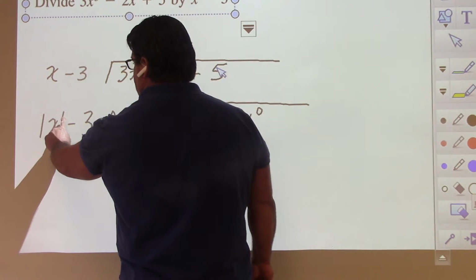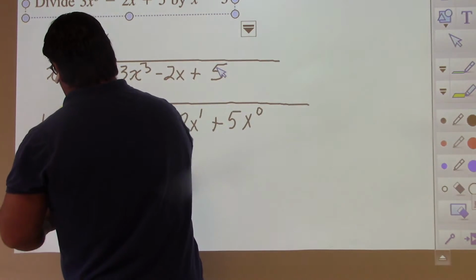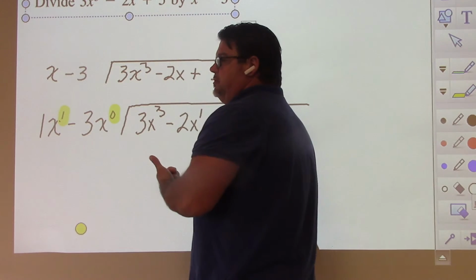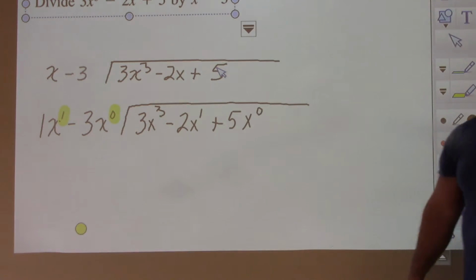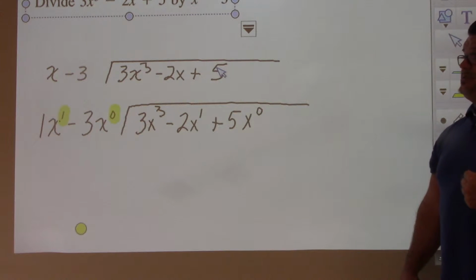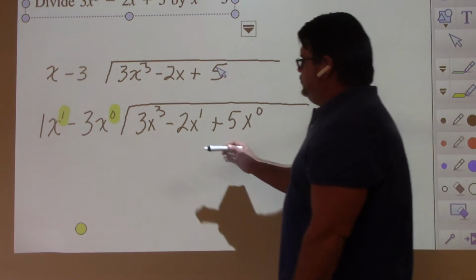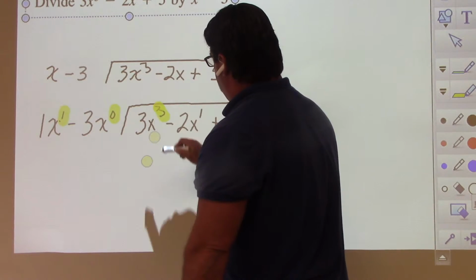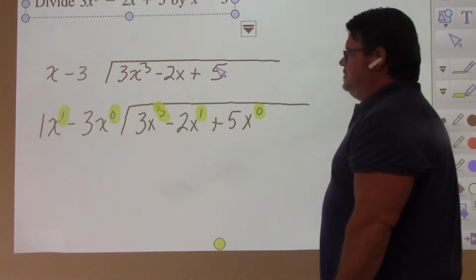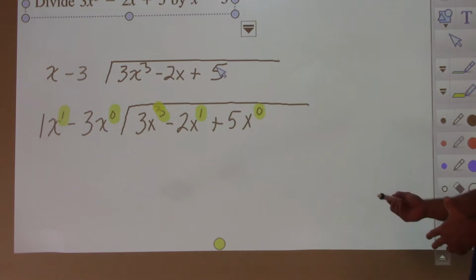The leading coefficient, or the leading exponent, is what? 1. So that means the next one has to be what? 0. Is anything missing? No. What would be missing? Well, if you had x squared minus 3x to the 0, then something would be missing. Let's check this one. 3, 1, 0. Is anything missing? Yes. Something is missing.